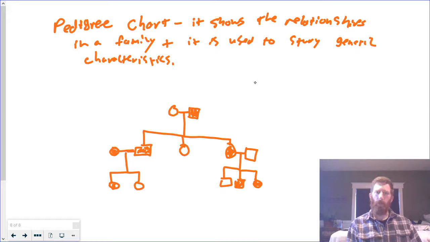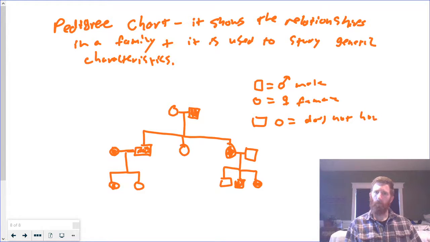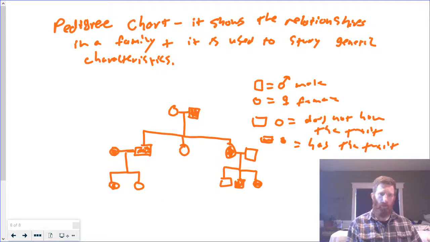All right. So here, let's go ahead and make a little key right here. So square means male, right? Circle means female, right? If it's open, either a square or a circle, it does not have the trait. And if it's shaded, right, either a male or a female, that means that they do have the trait. Has the trait. Okay, cool.